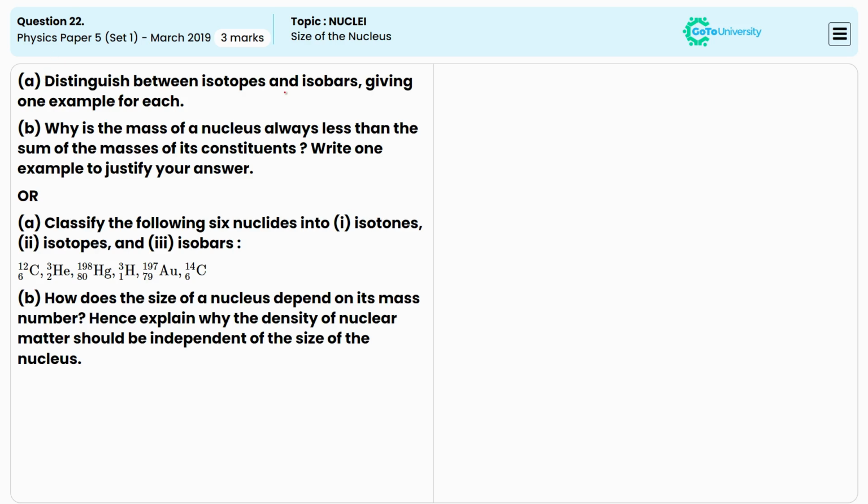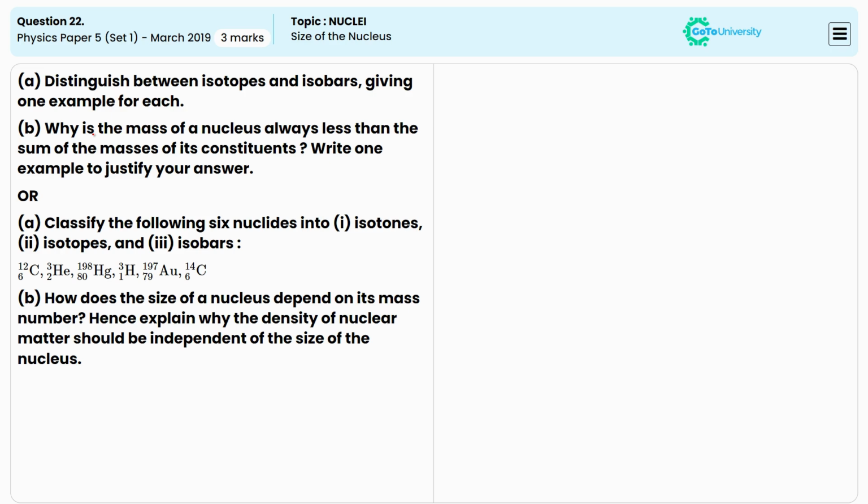Distinguish between isotopes and isobars, giving one example for each. Second part, why is the mass of a nucleus always less than the sum of the masses of its constituents? Write one example to satisfy your answer.